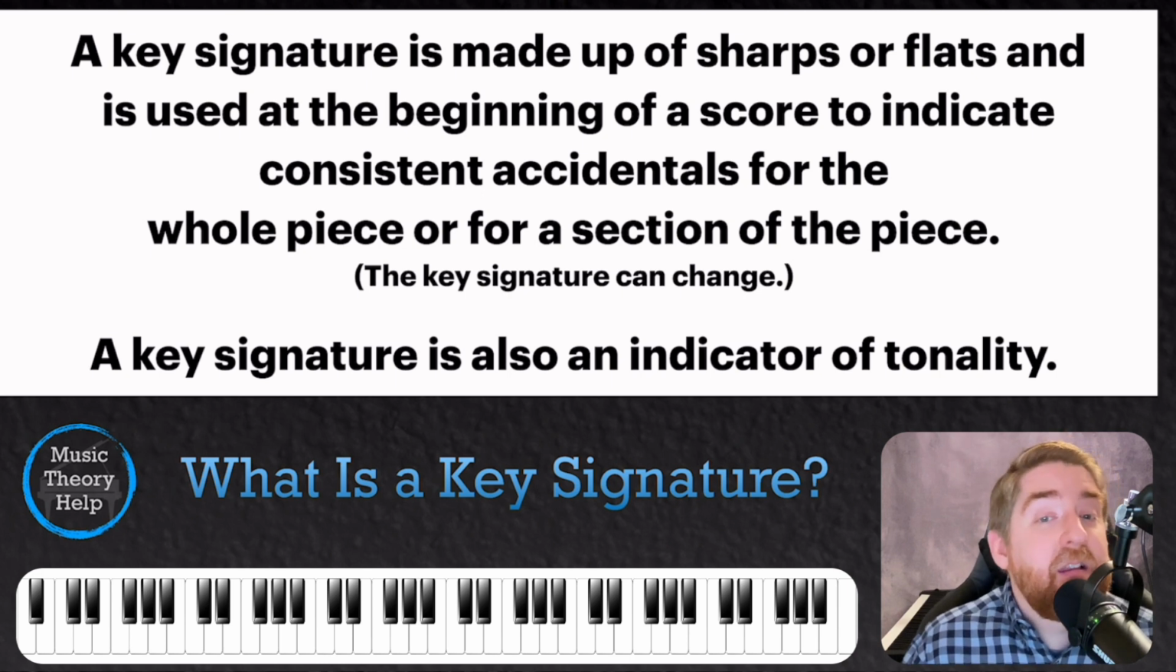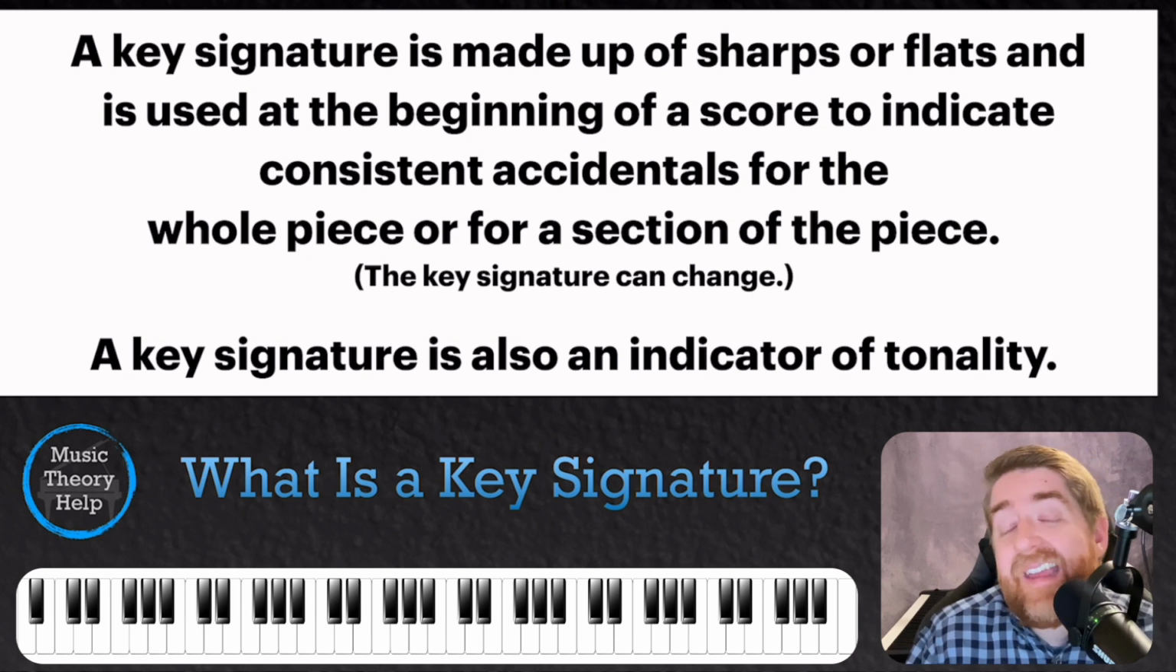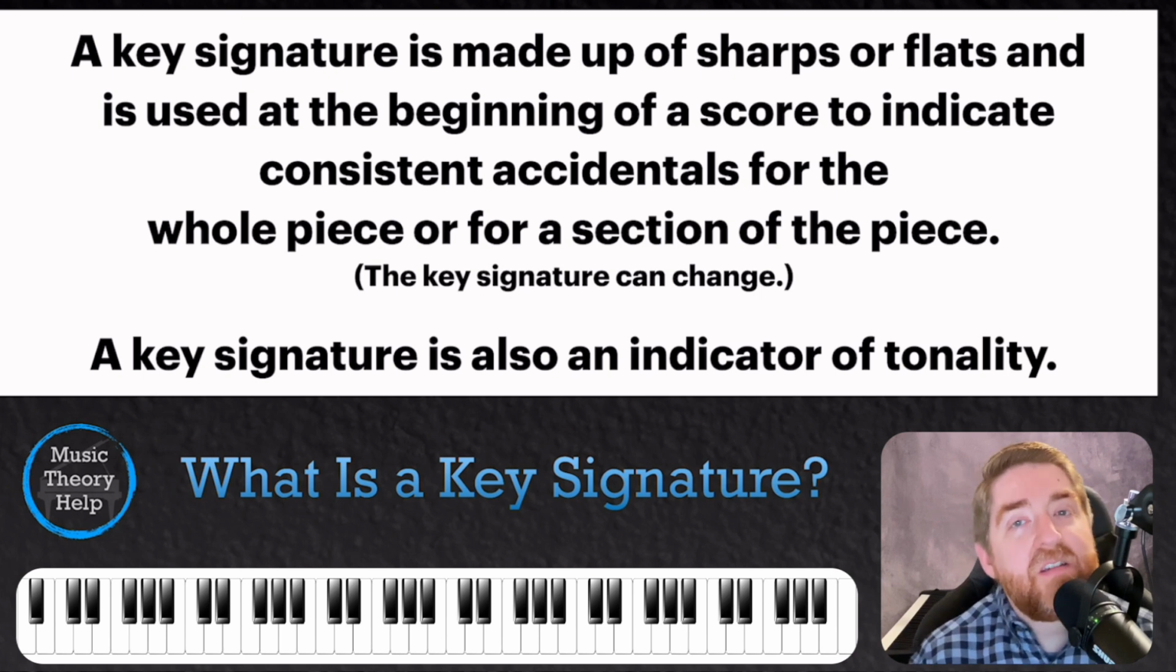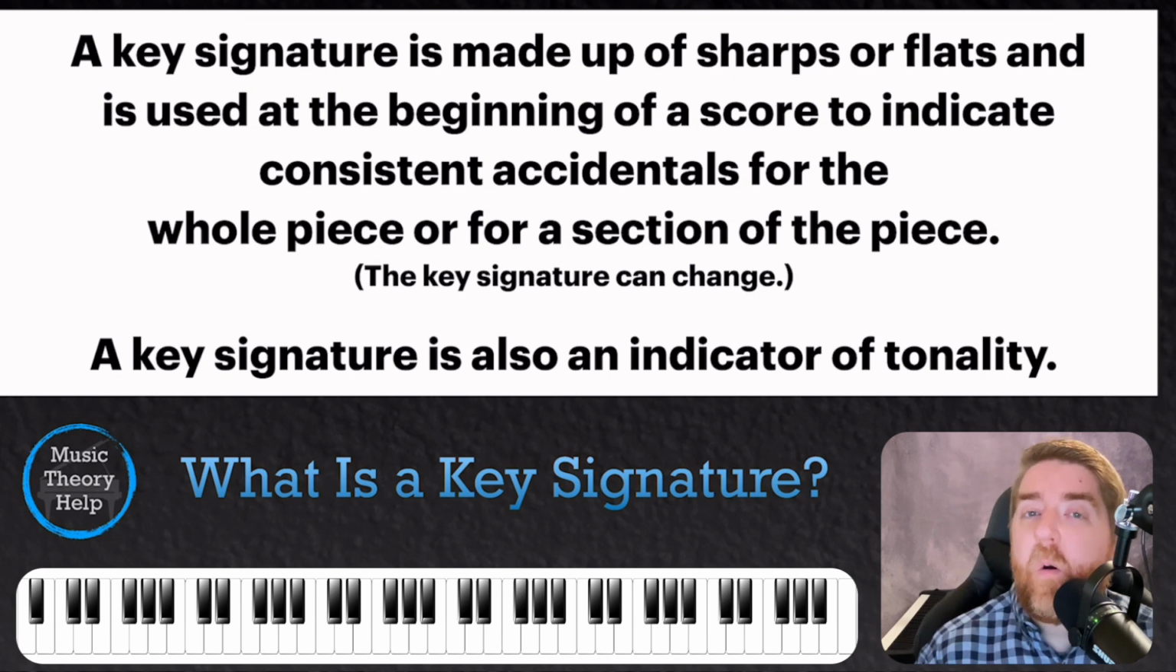A key signature can change in the middle of a piece of music. You might have a modulation in a piece of music and the key signature changes. If a key signature changes to the key of C major, or as we'll learn later, to A minor that doesn't have any sharps or flats, you might see naturals in the key signature at that point. But otherwise, our key signatures are going to be made up of sharps or flats.